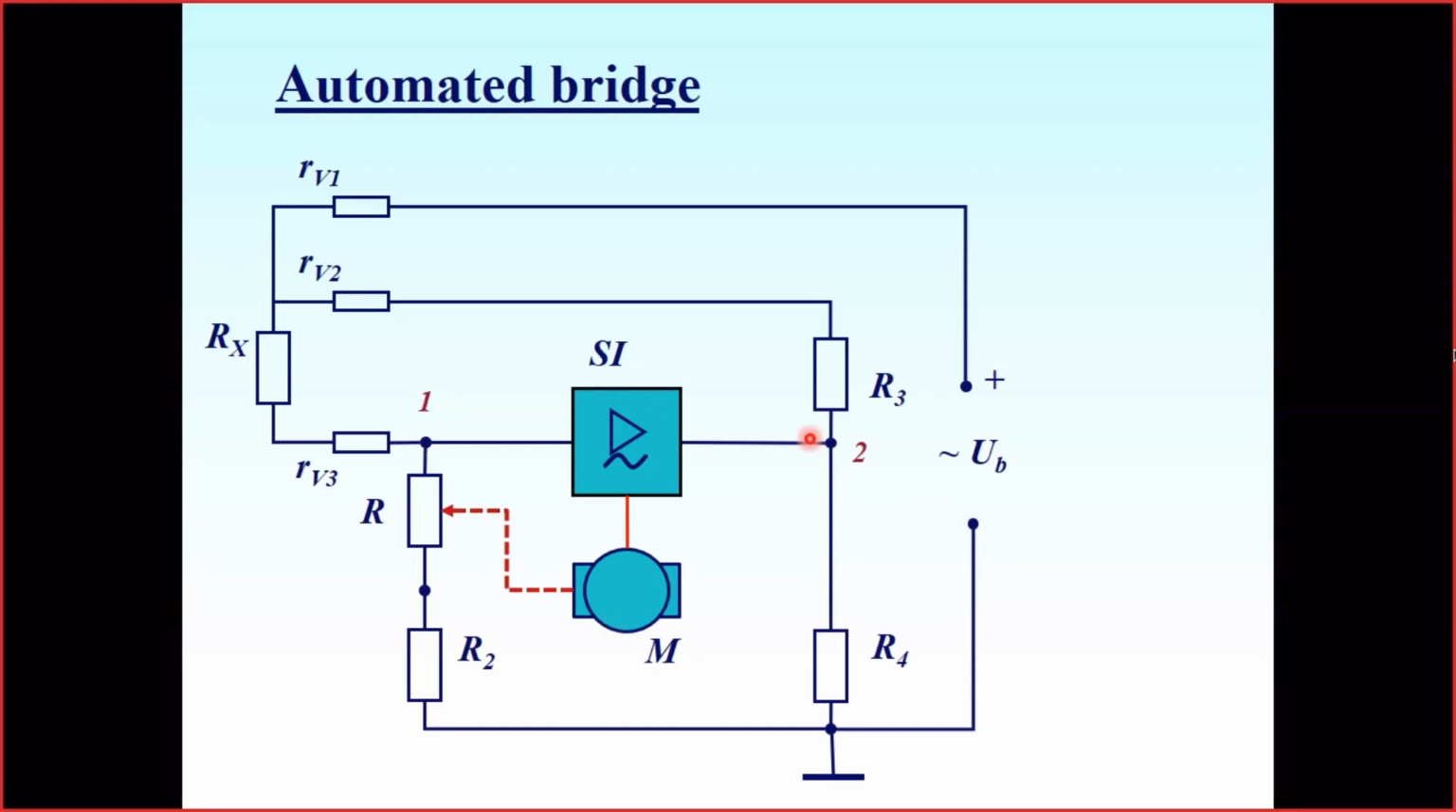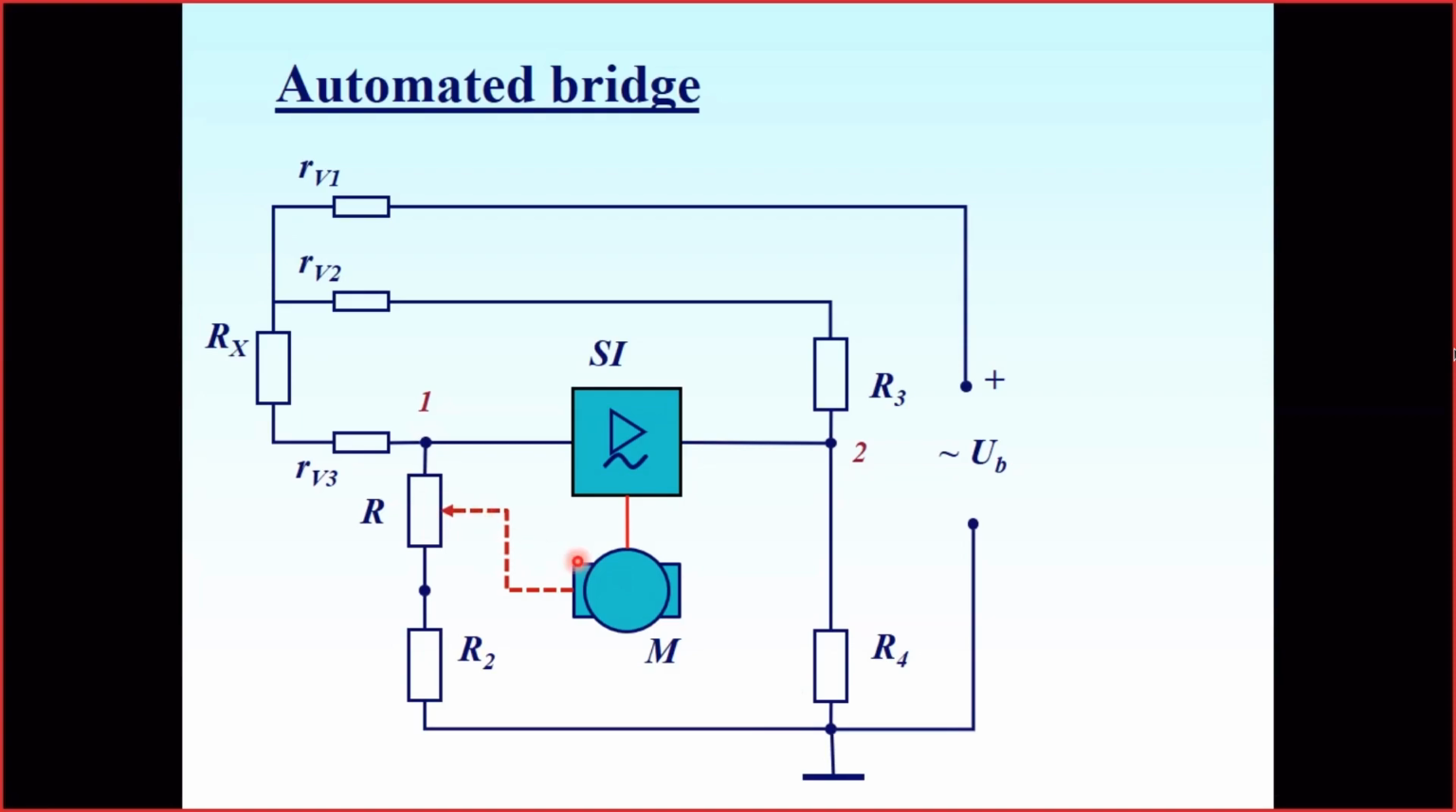So if we have a positive voltage on the output, the DC motor will rotate in one direction. If we have a negative voltage in respect to zero, it rotates in the reverse direction. So anyway, this motor actually controls the adjustable resistor here, and changes this resistance, thereby changing the balance of the bridge.